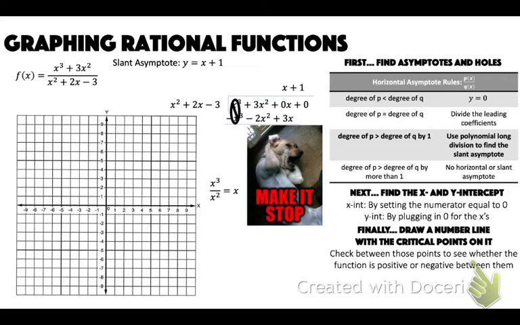And then I would just graph this right away. So that means our y-intercept is at 1, and our slope is 1. So I go up 1 over 1, up 1 over 1, and there is our slant asymptote right there.